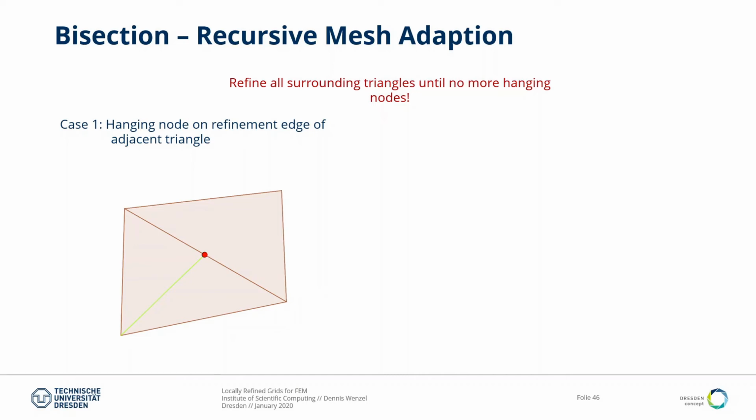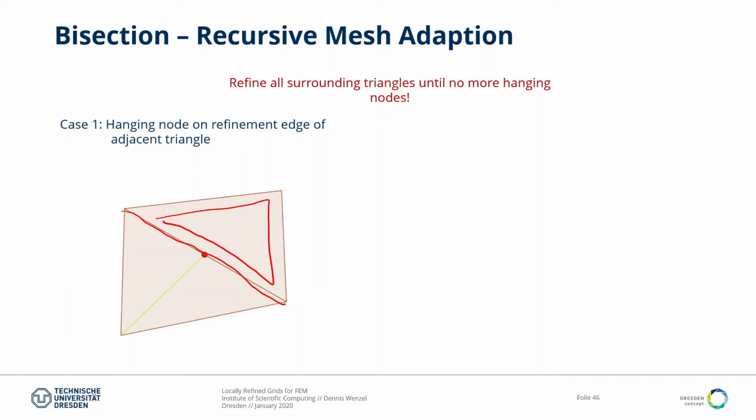And the case that we have just seen is the simplest case, because here, if you look at this upper triangle that we now need to recursively refine, then this edge where the hanging node is, is the longest edge. So that is the refinement edge.